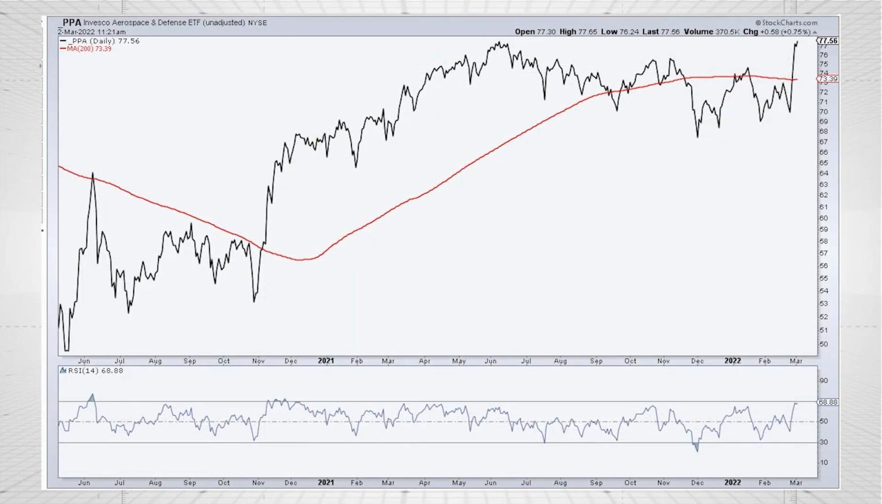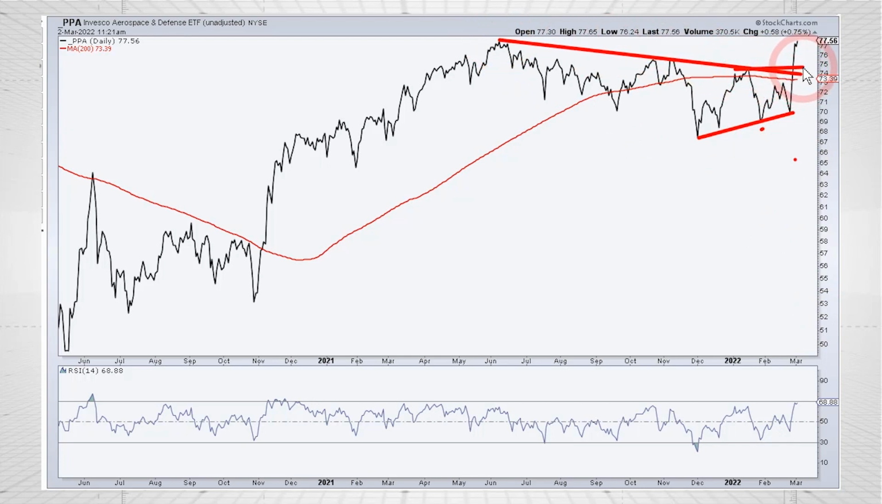So we're also seeing money move into defense, and defense was lagging, just like steel. Defense was lagging in the summer and into the fall, into November, December. So this is the PPA, the Invesco Aerospace and Defense ETF. But then we started seeing higher lows, in December and January and February. And meanwhile, SPY and QQQ were making those lower lows. And so basically we had a massive correction underway.